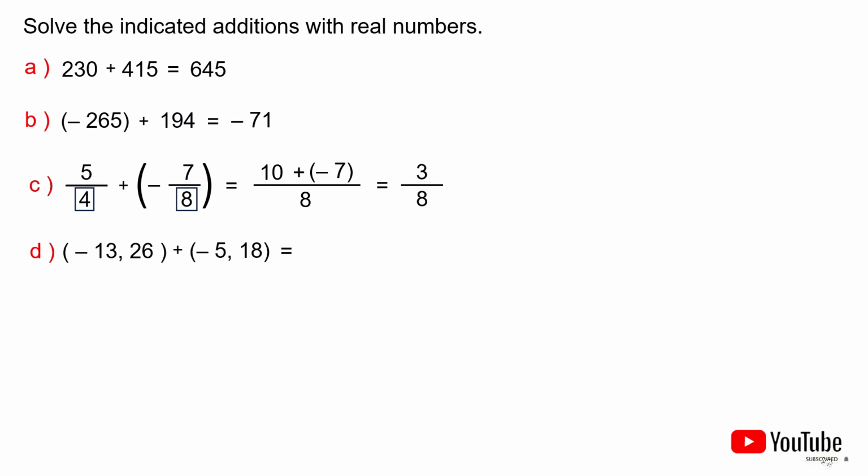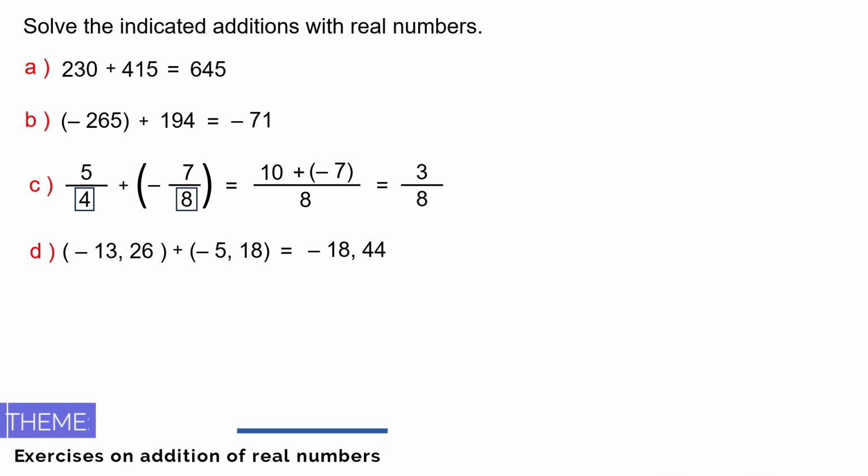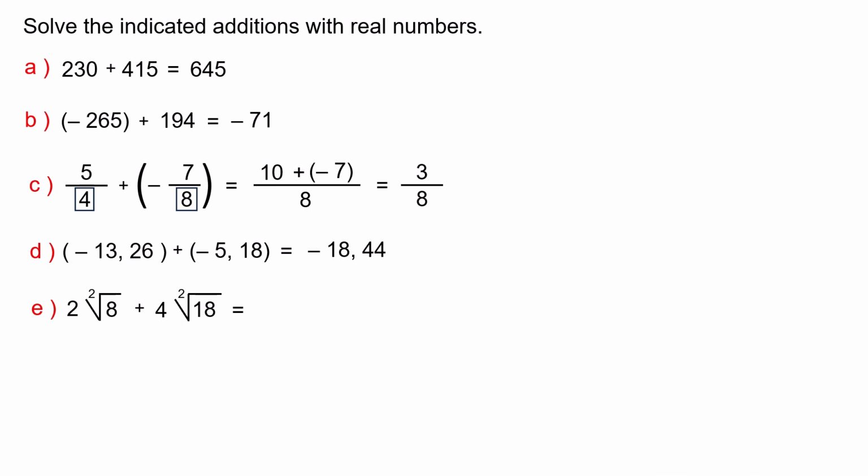In this fourth case, we have the sum of rational numbers, but decimal. Then, adding these two negative values, we have as a result negative 18.44. Literal E, 2 square root of 8 plus 4 square root of 18. In this fifth case, we have the sum of irrational numbers, but with different subradicals.